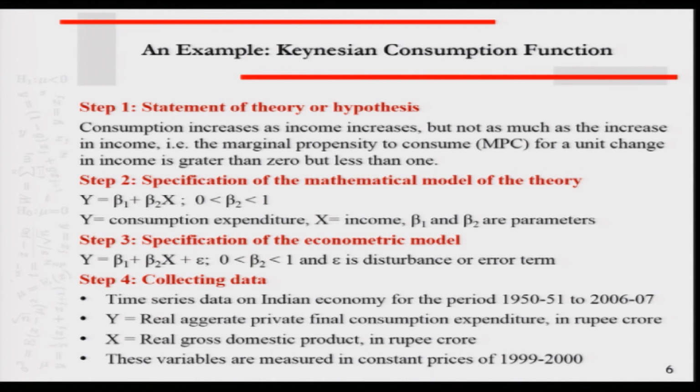Y is my dependent variable, that is, real aggregate private final consumption expenditure in rupees crores, and X is my explanatory or independent variable, that is, real gross domestic product in rupees crores. So, that is basically proxying the income. Now, these variables are all measured in constant prices of 1999-2000, so they represent these monetary variables in constant prices. We will learn the art of index numbers in this course later on.